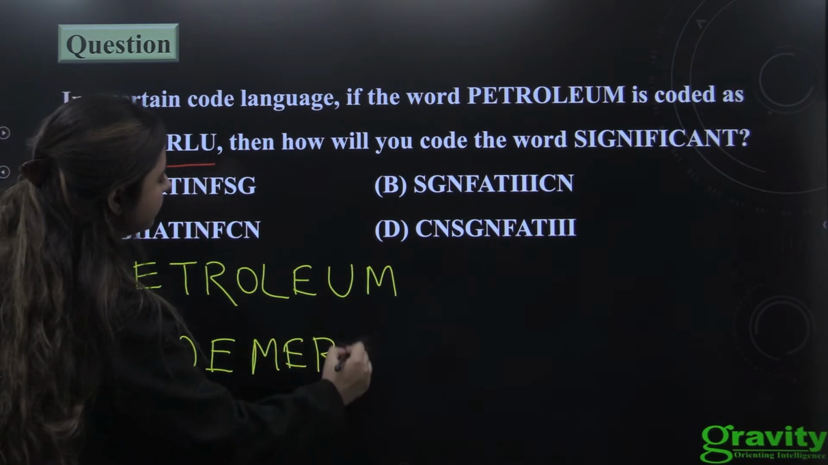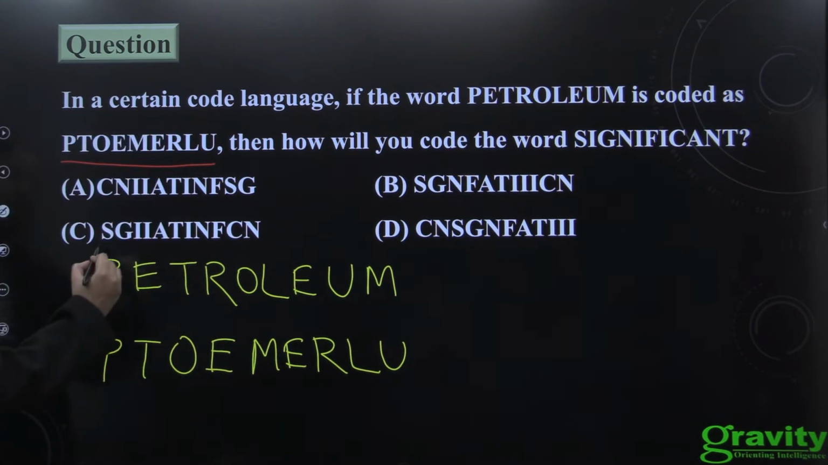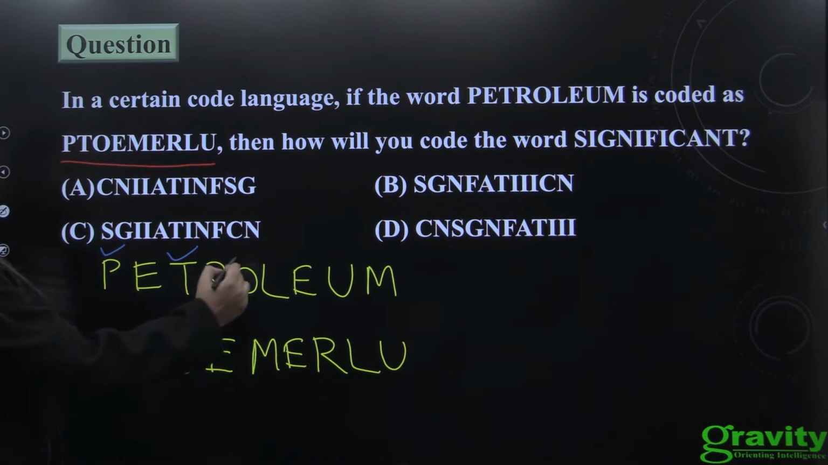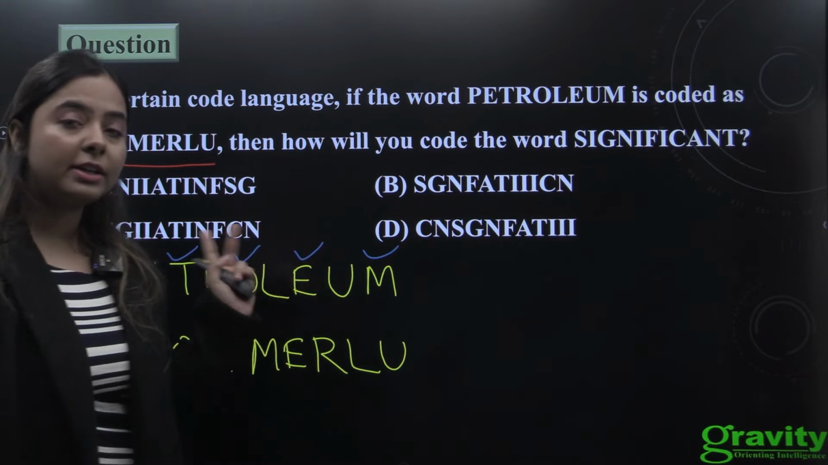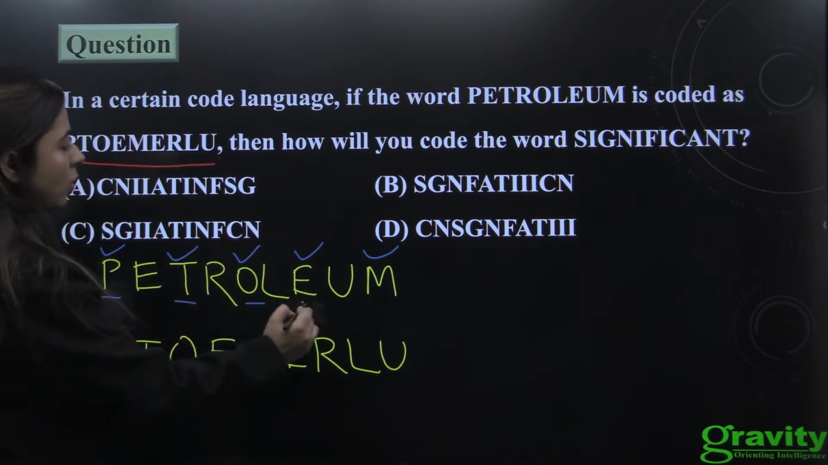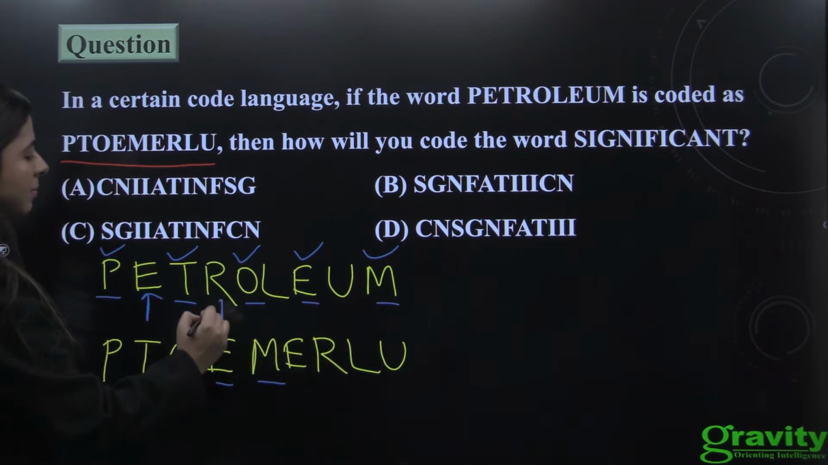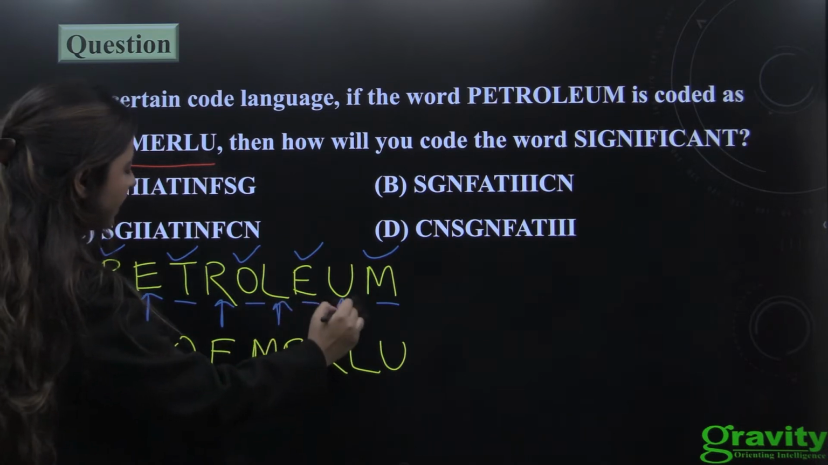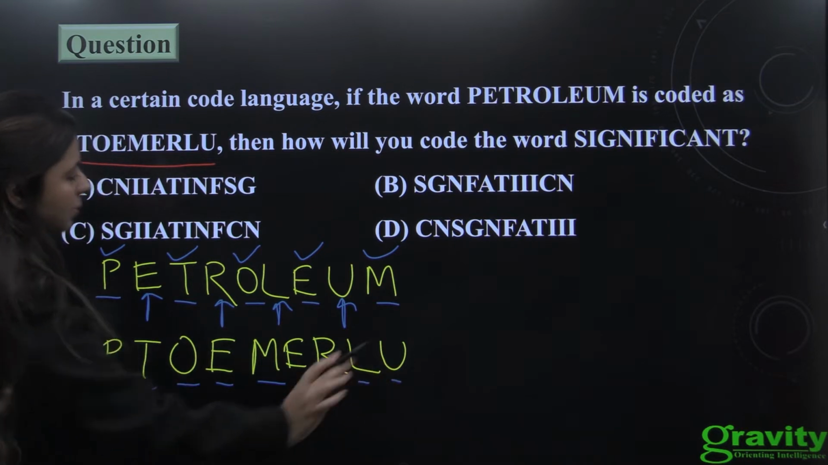What's the pattern here? The numbers are randomly mixed, but the number of letters is the same. No, it's alternate letters here. The next letter has come. Yes, alternate letters here, starting with the first one: P, T, O, E, M. And then the remaining ones in an alternate fashion again: E, R, L, U.